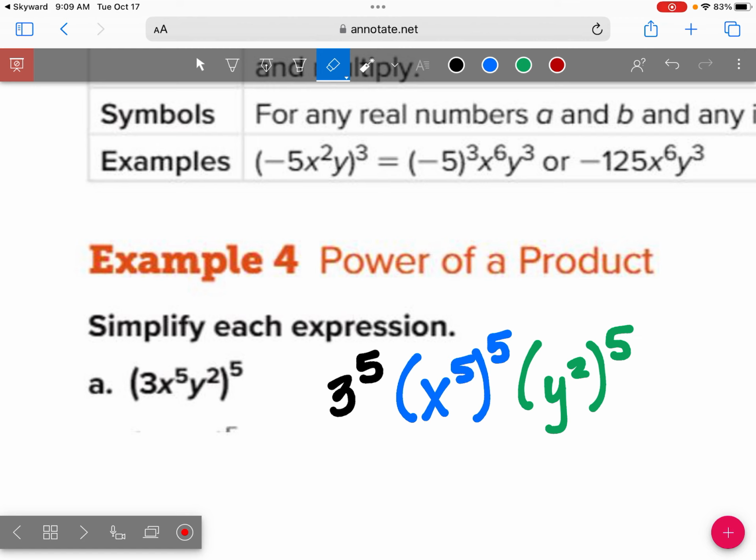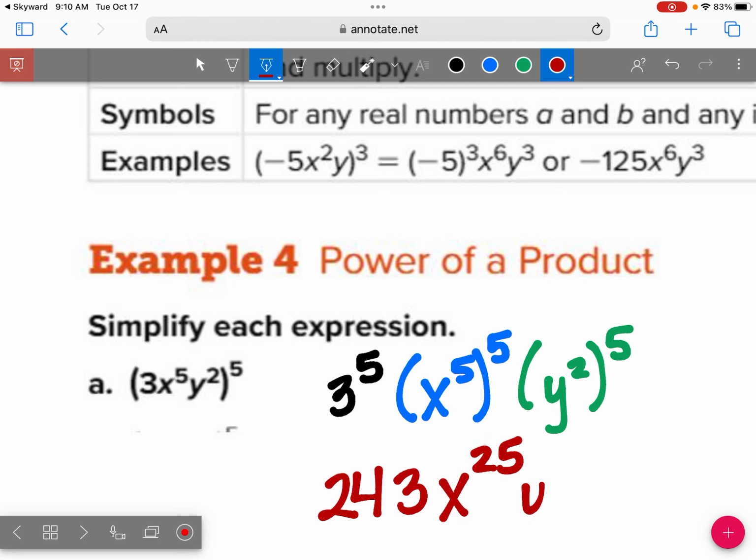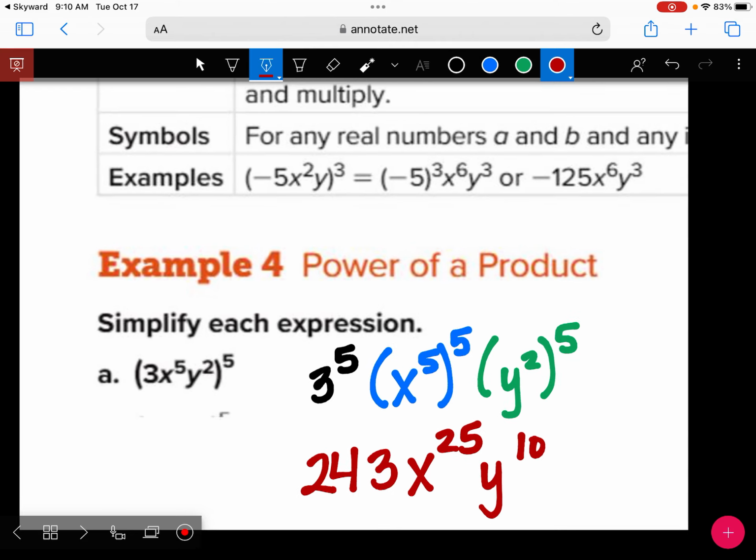Does anyone need help typing that in the calculator? 3 to the power of 5. You're going to use that upside down V that's right underneath the pi symbol. So 3 to the power of 5 is 243. And now for your variables, you're multiplying. So that would be x to the power of 25 and y to the power of 10.